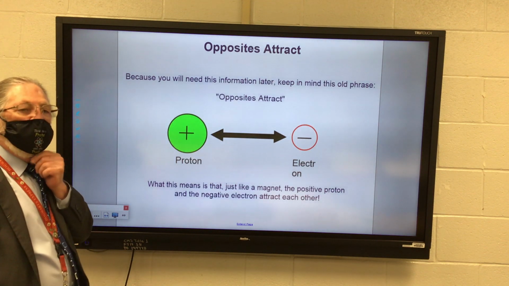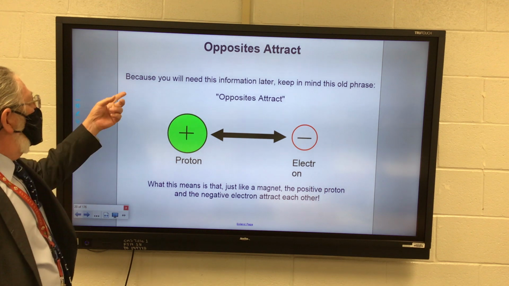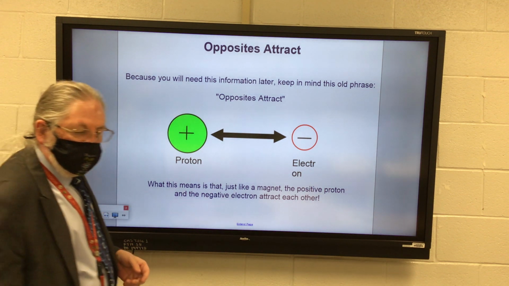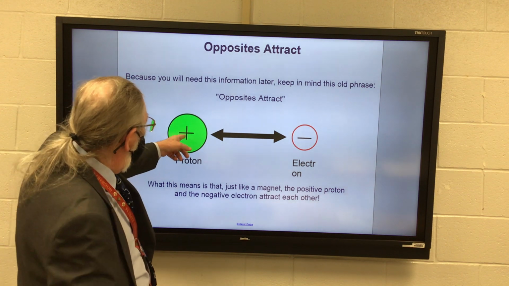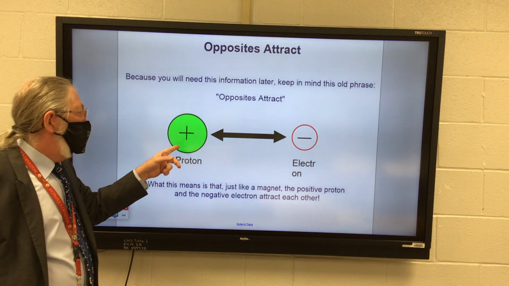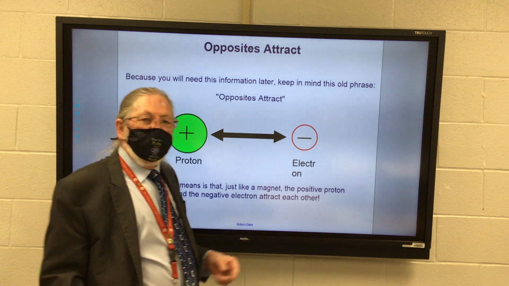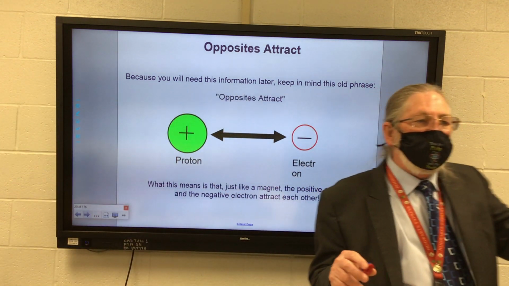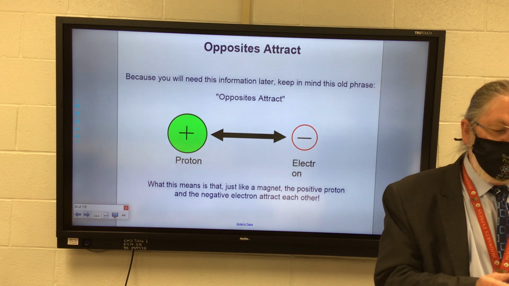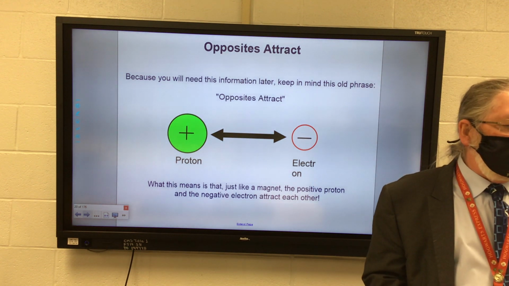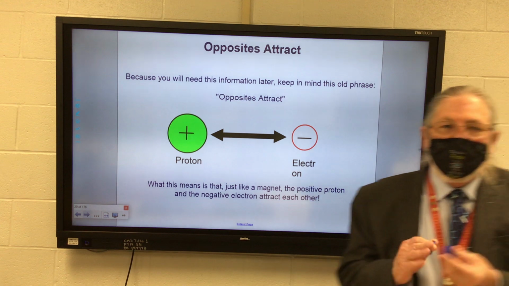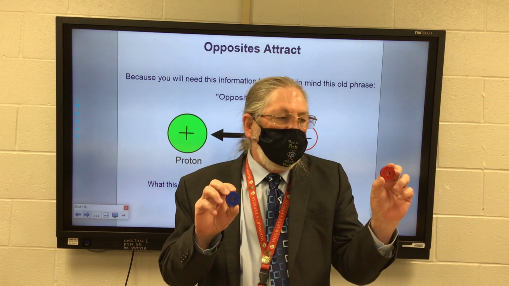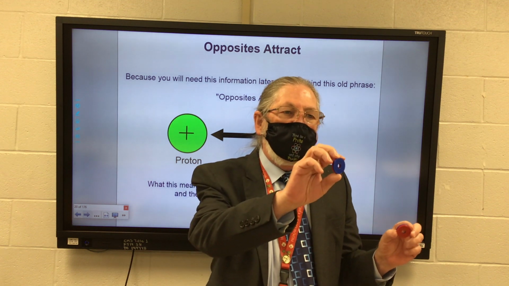Okay, so first off, let's look. You're going to need this information right here. You need to know this: opposites attract. Look here, here's a proton that is positive, and here's an electron that is negative. I want to show you an illustration. Let's pretend this is a proton, red. And the blue is going to be an electron.